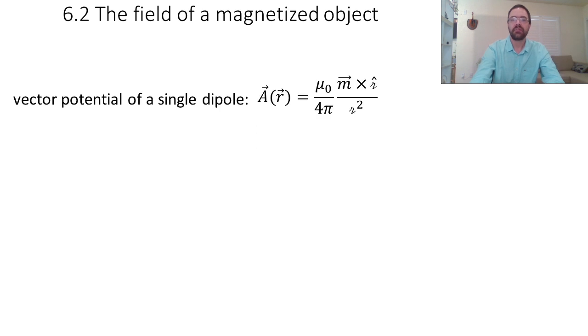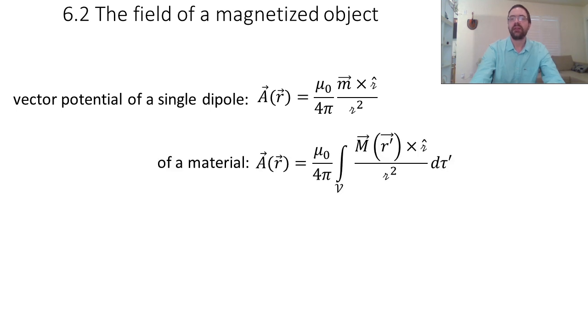Now, a few lectures ago, we learned that the vector potential of a single magnetic dipole is given by mu naught over 4 pi times m cross curly R hat over curly R squared. Now, for a material, we have a lot of atoms with a lot of magnetic dipole moments. So if we write the vector potential in terms of the magnetization, we integrate the expression over the volume. So A at R is equal to mu naught over 4 pi integral over the volume of the magnetization cross curly R hat over curly R squared, d tau prime.